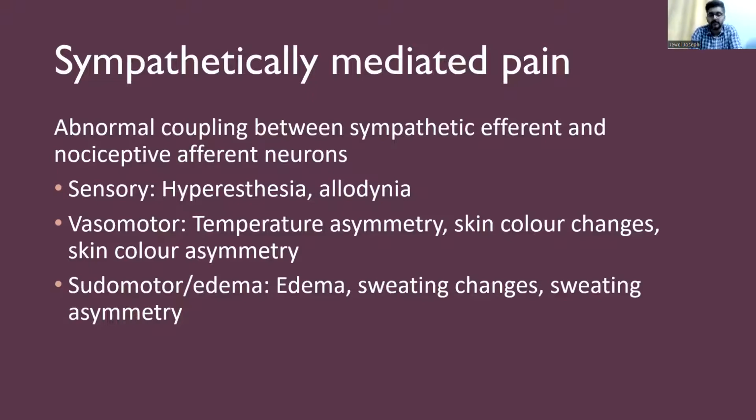So there is an abnormal coupling. What happens is, in that region of pain, there will be hyperesthesia and allodynia because it is a neurologically mediated pain. So there will be abnormal vasomotor changes there. There will be temperature asymmetry, skin color changes, and skin color asymmetry. There can also be edema and sweating changes, or sweating asymmetry.